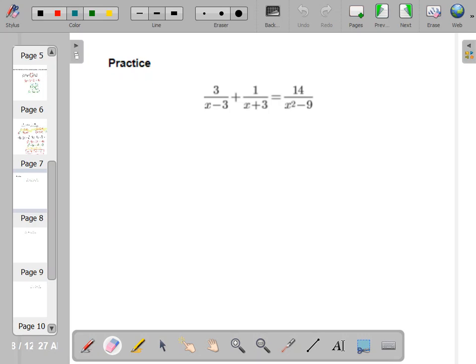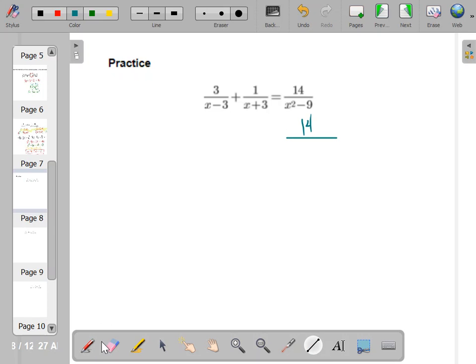Hello, ladies and gentlemen. We're going to do a few solving problems. These are on the back of the solving handout we did. So when you're solving, the first thing you want to do is get a common denominator with every denominator in the problem. Now, oftentimes, it's helpful to factor the denominators to see what each denominator needs.